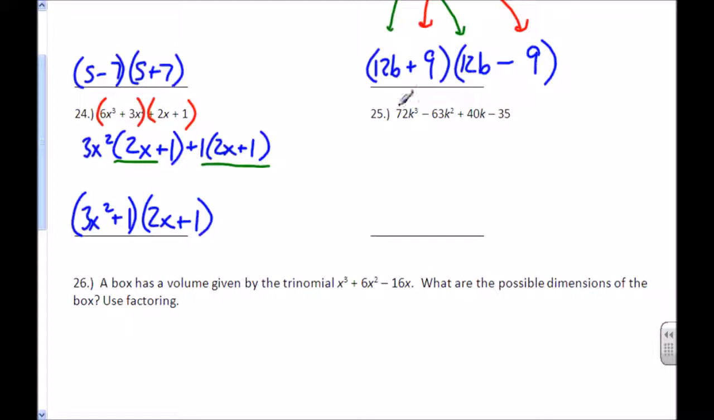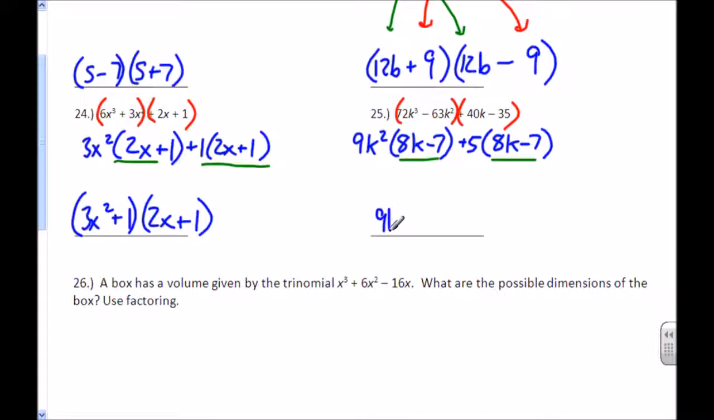The next one, again, we've already got 4 terms here. So I go right to factoring by grouping. I group the first 2 together, group the second 2 together. Out of the first 2 terms, I can factor out a 9k squared, which is going to leave me with an 8k minus 7. Out of the second 2 terms, I can factor out a 5, which is going to leave me with an 8k minus 7. Once again, I've got the same thing in each of these parentheses. So now my 2 factors are the 9k squared plus 5 and the 8k minus 7. And as you're working through these, it doesn't matter what order you write the 2 binomials in, so keep that in mind as well.